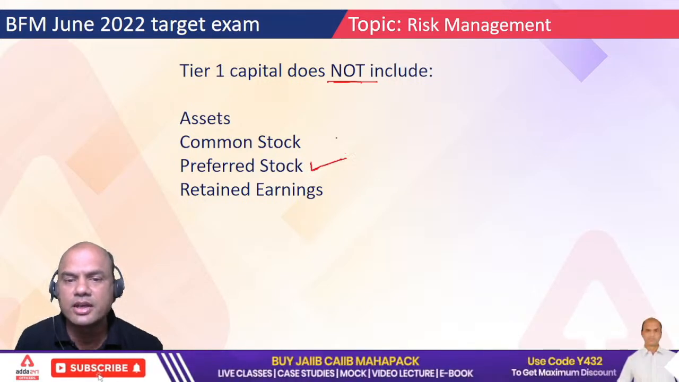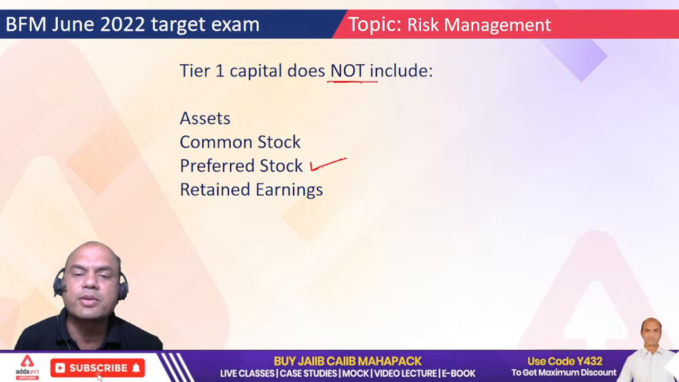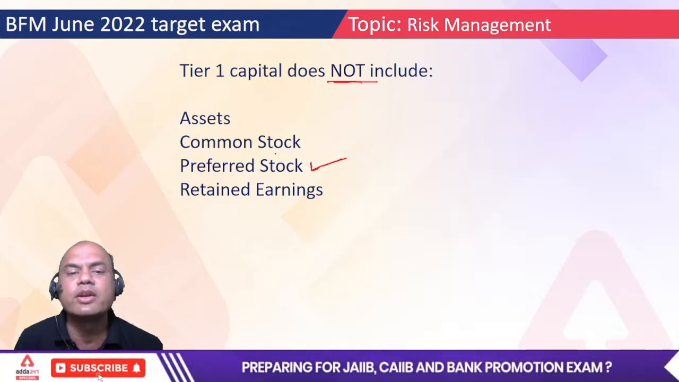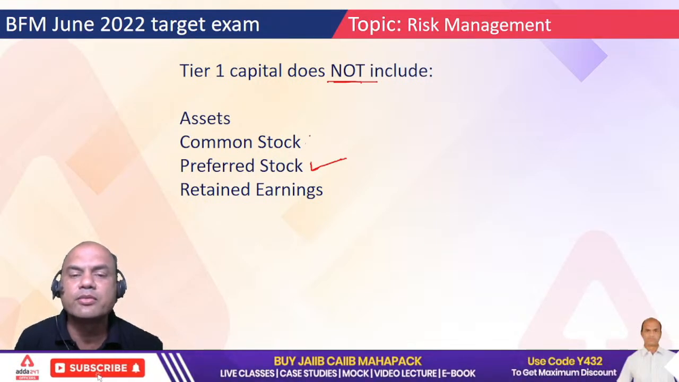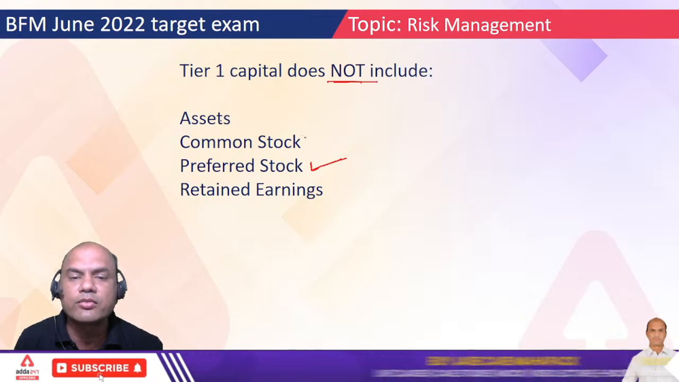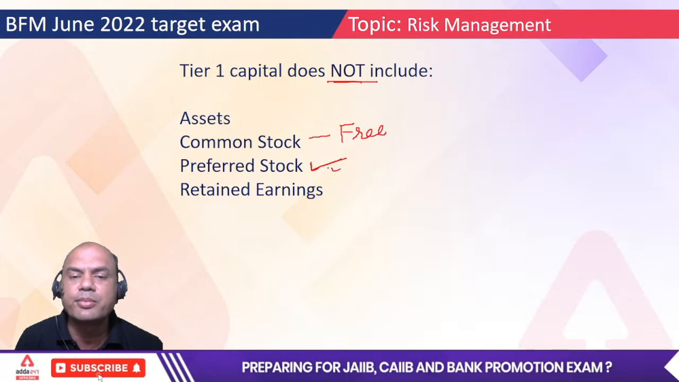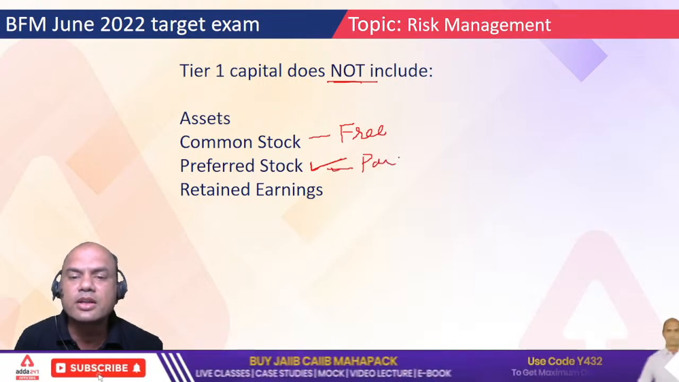Preferred stock. Why preferred stock? What is preferred stock? There are two types of stocks: common stock and preferred stock. Common equity we call it over here. Common equity is a free equity, tier 1. And this preferred equity is paid. Why is it called paid?